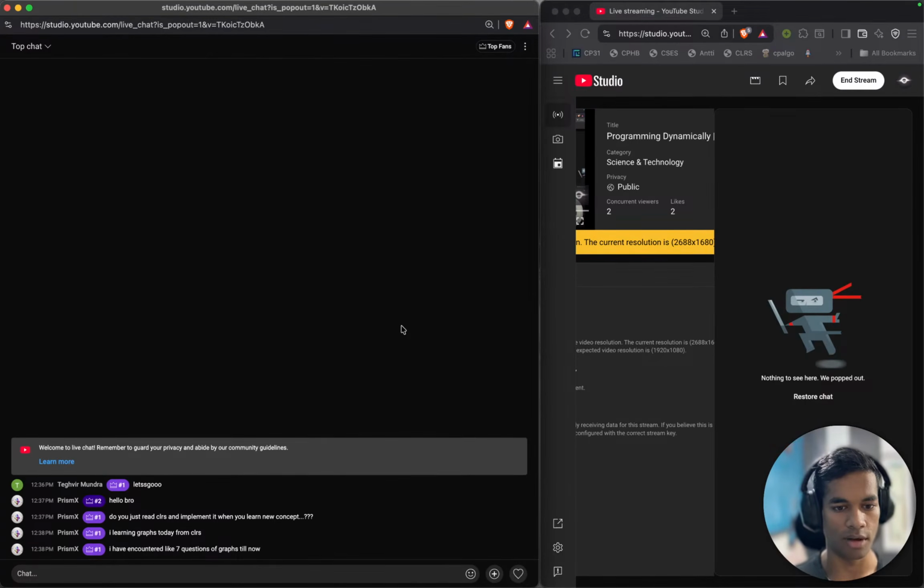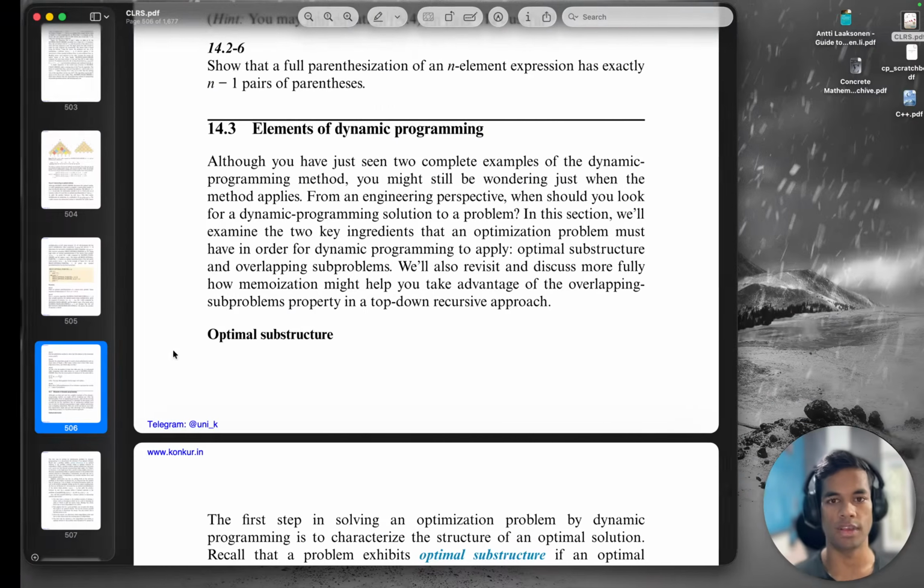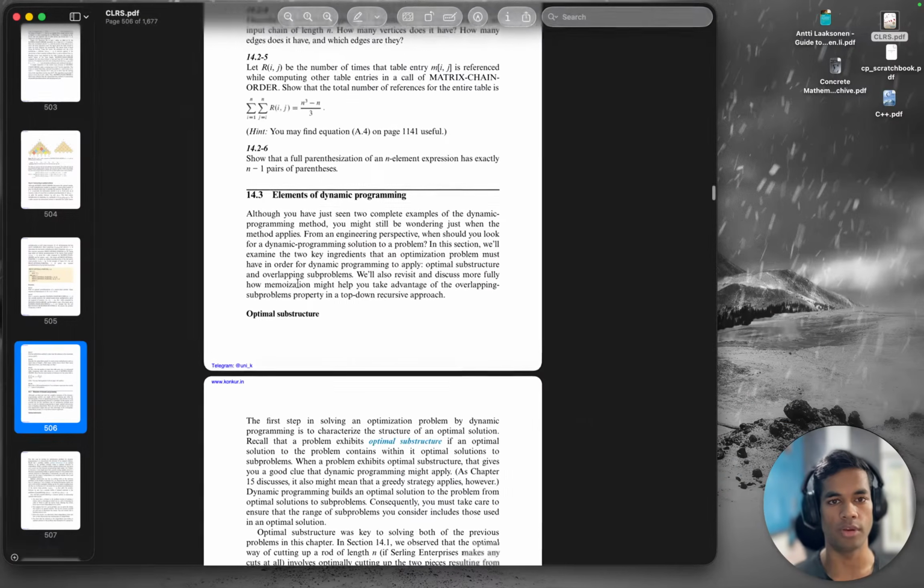Like 7 questions of graphs till now. Yeah, I'm learning graphs today from CLRS. I have not done graphs from CLRS. I've only done graphs from CACS. But there are a lot of things in CLRS about graphs.